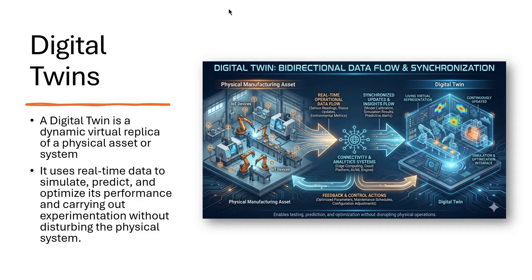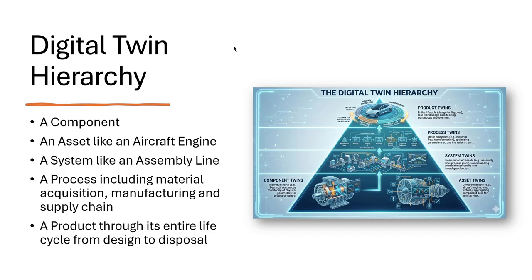A digital twin is a dynamic virtual replica of a physical asset or system. It uses real time data to simulate, predict, and optimize its performance and carry out experimentation without disturbing the physical system. Digital twins can be created at the level of a component, an asset like an aircraft engine, a system like an assembly line, a process including material acquisition, manufacturing, and supply chain, and a product through its entire life cycle from design to disposal.